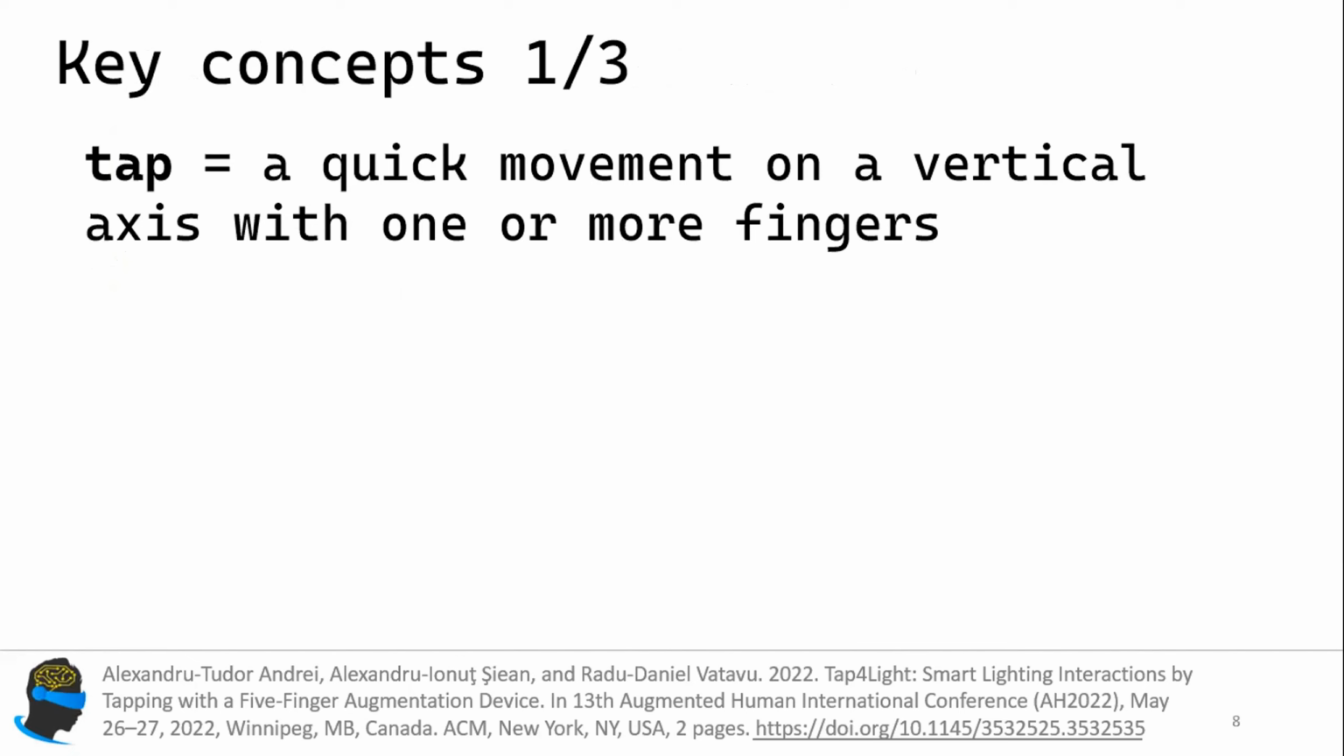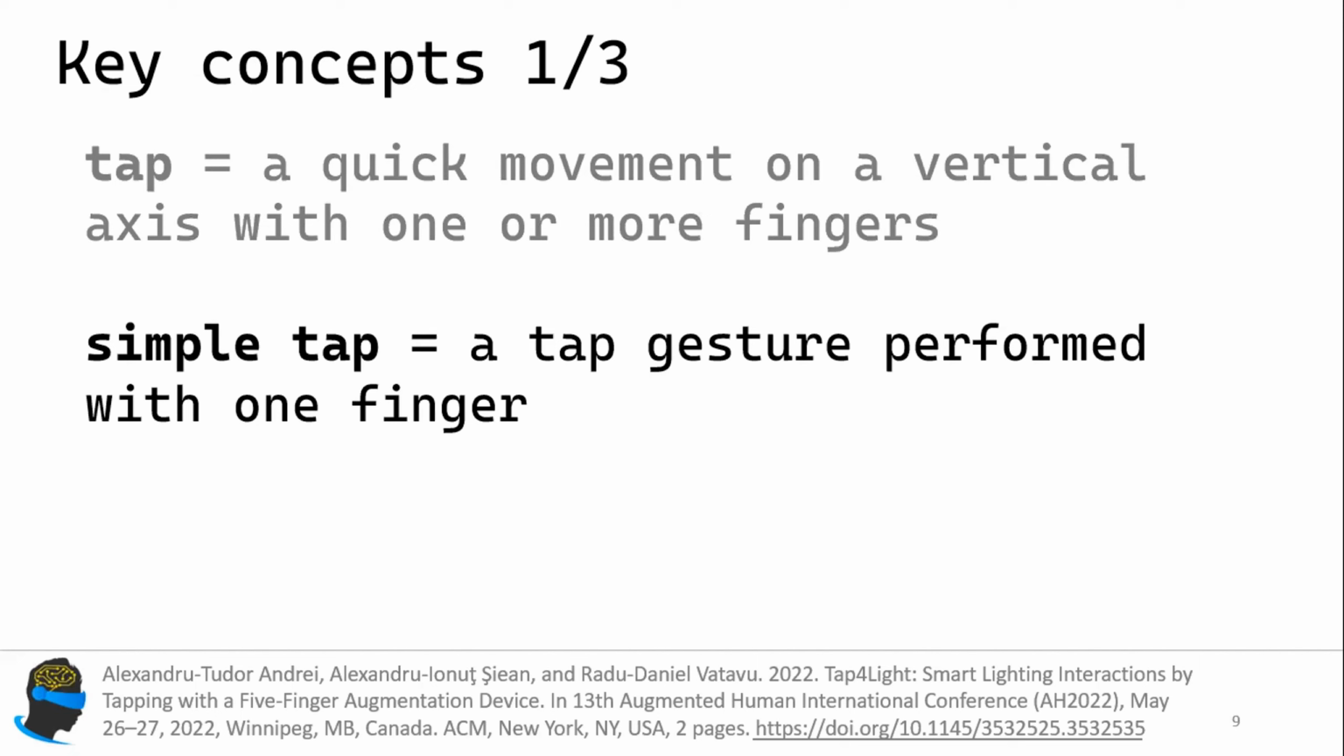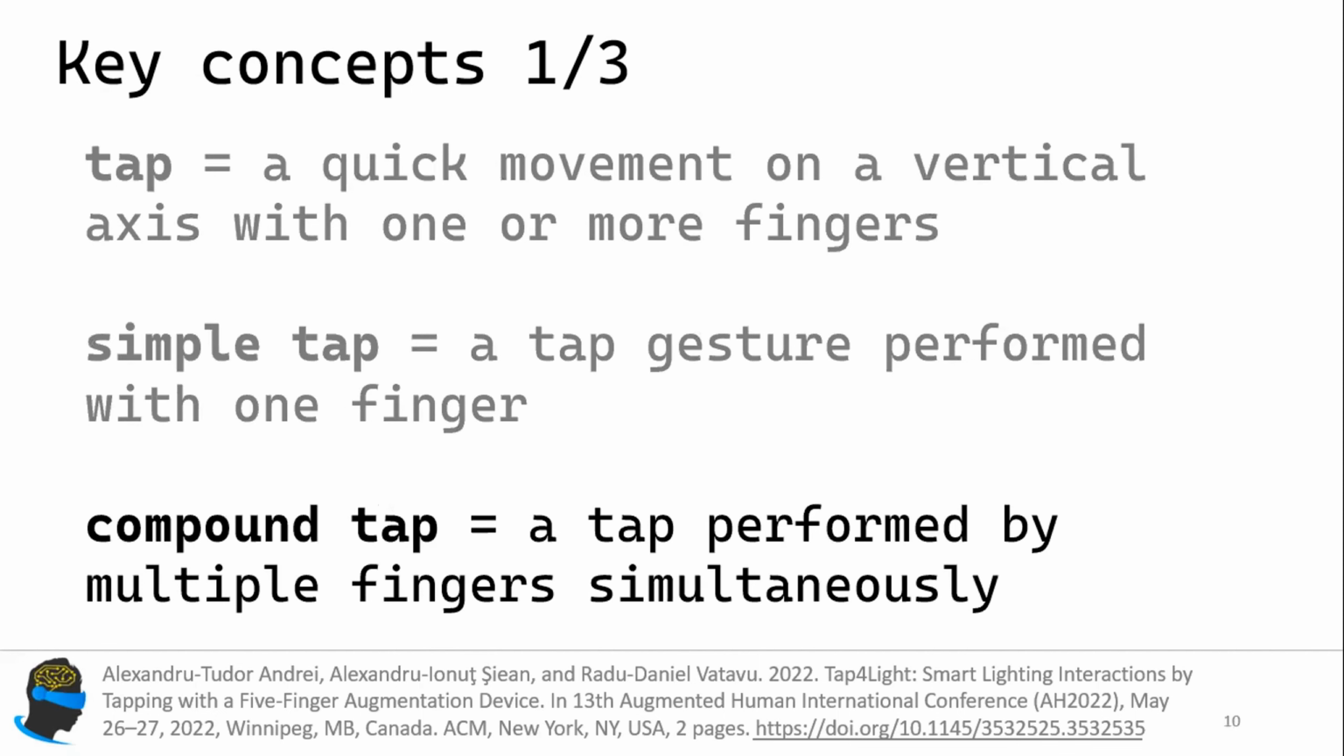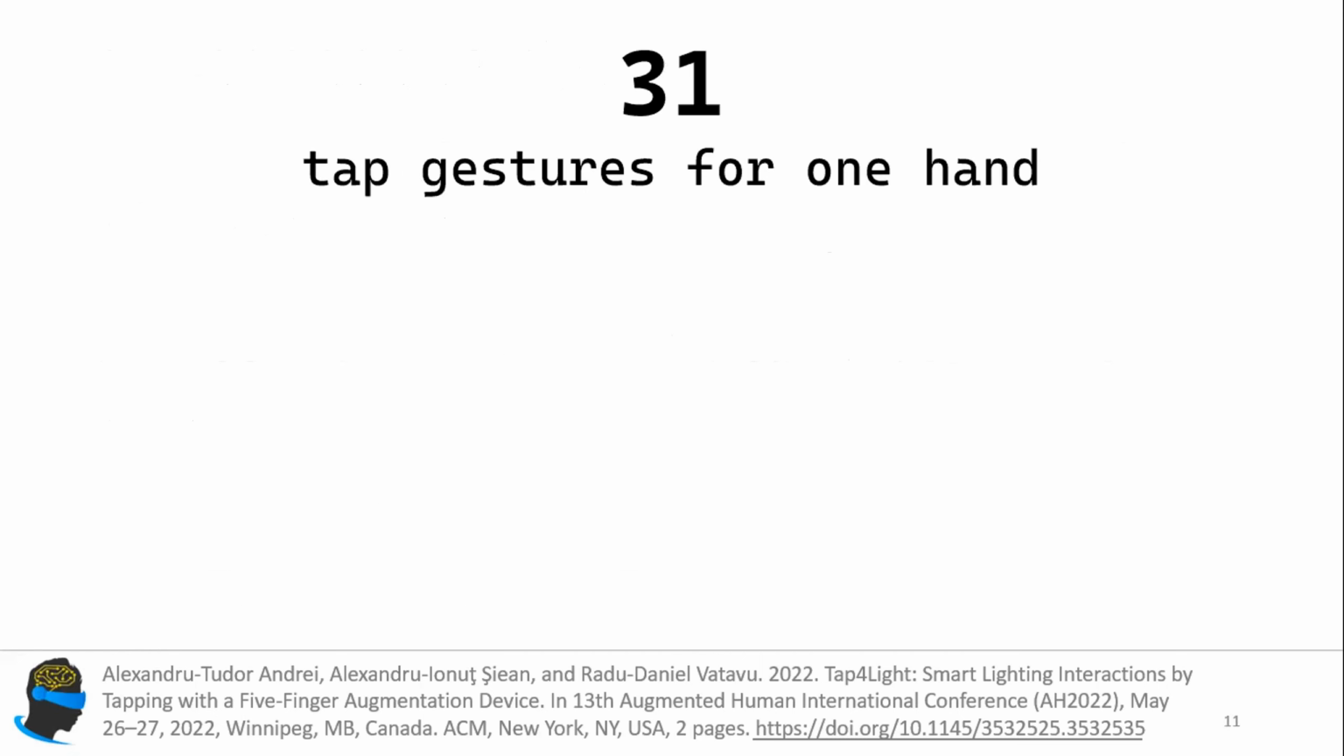Before moving on, I would like to define some concepts that are key to the Tap4Light interaction technique. Firstly, what is a tap? We could say that a tap is the quick movement of one or more fingers in the up or down direction. So taps can be of two types, simple and compound. Simple taps are nothing else but taps performed with one finger, while compound taps are tap gestures performed with two or multiple fingers simultaneously. So if we do the calculations, we find out that for one hand, there are 31 available simple and compound tap gestures as follows.